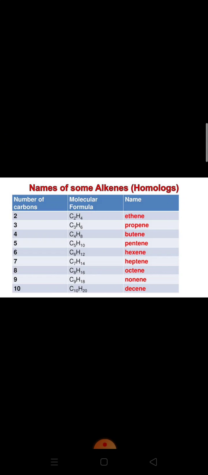Likewise, we have the homologous series of alkene. As I told you, the formula for this is CnH2n, with a minimum of 1 double bond. And it starts with 2 carbons. The formula with 2 carbons is C2H4 and the name is ethene. Because this is alkene, we will add the suffix ene. With 3 carbons, it is propene. With 4 carbons, butene. 5 carbons, pentene, and with 6 carbons, hexene, and so on.